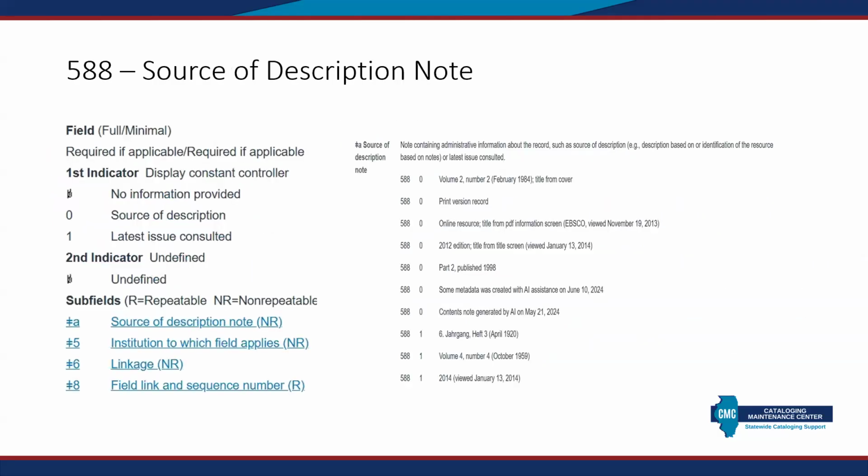Here we are. Okay, the 588 or the source of description note. Yay, this field is all for the catalogers. It is for tracking and controlling metadata and contains notes that are of interest to other catalogers. It's like we're passing notes to each other in class.